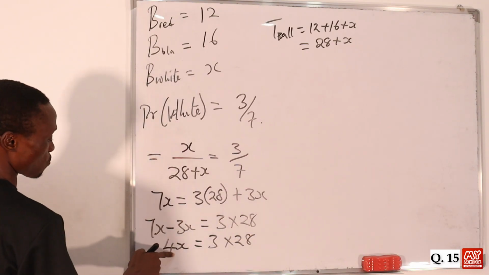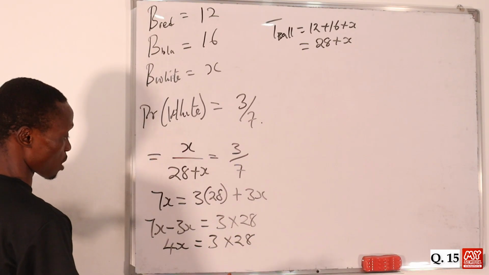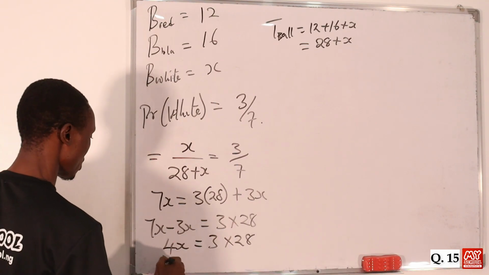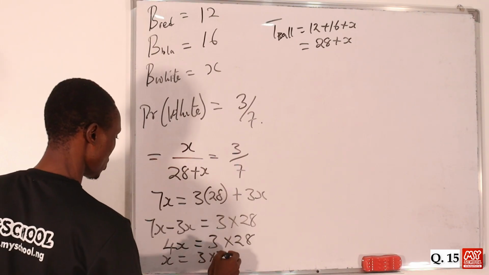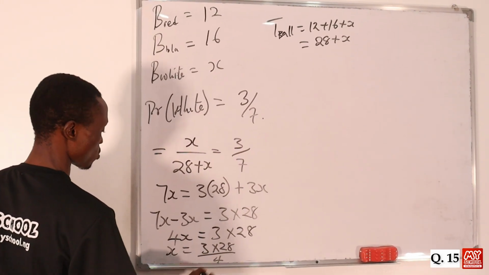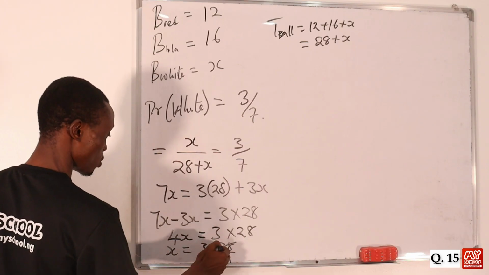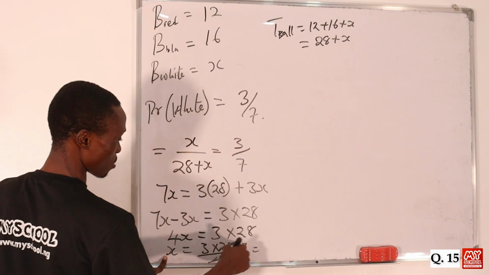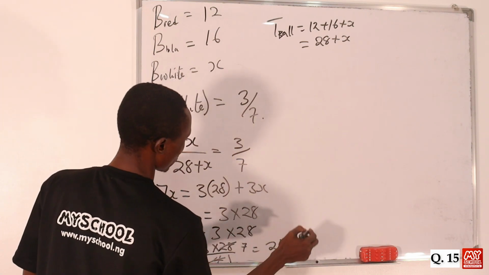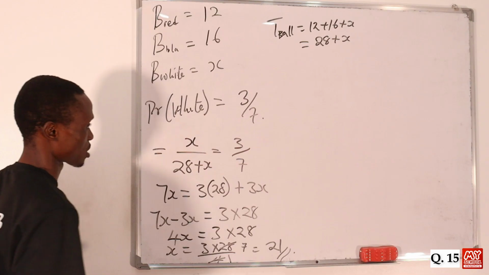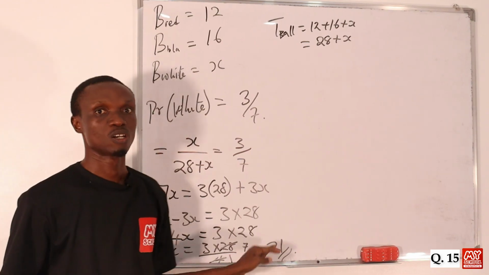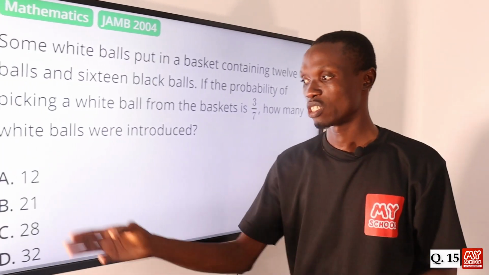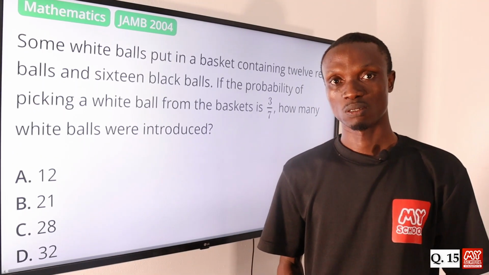Now, since we are looking for the value of x, we can just divide both sides by the coefficient of x, which is 4. So that x is equals to 3 times 28 all over 4. So 4 here is 1, and 4 into 28 is 7, okay? So that x is now equals to 3 times 7, which is equals to 21. So the number of white balls is actually equals to 21. So let's return back to the screen to pick the correct answer to this question, which is option B, 21.